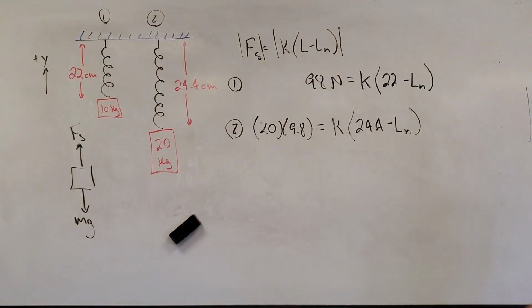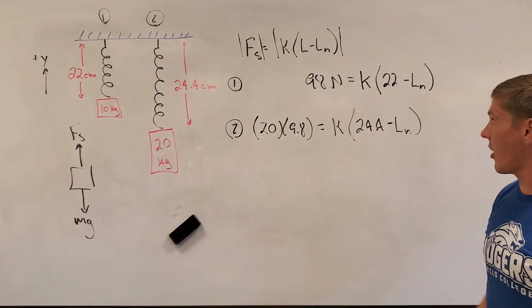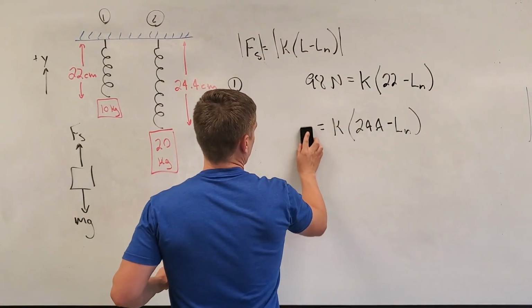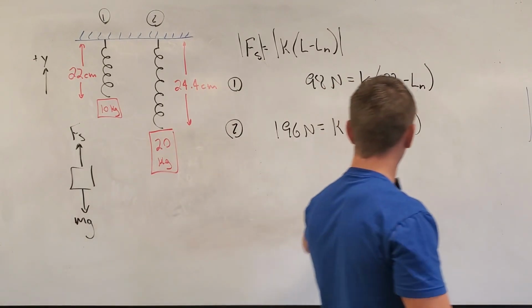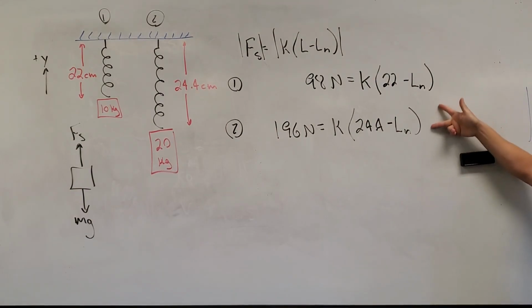Okay, what we end up with is 20 times 9.8, so this is going to be 196 newtons. But now we have two equations with two unknowns. So we should be able to solve this system of equations.